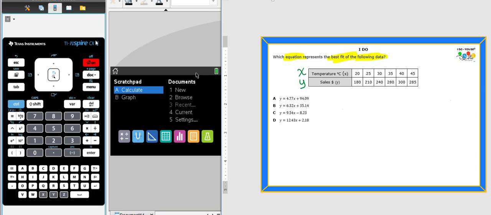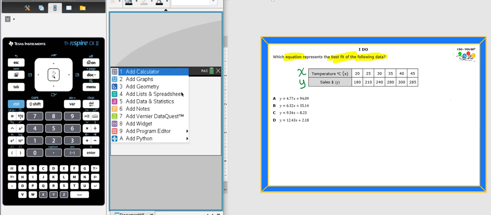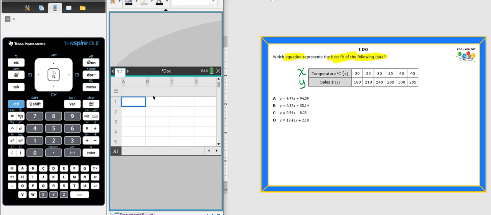So in the calculator, you are going to click on the home button, which is red for me right now, and it's going to give you this little window. I always like to start with a new one to avoid any problems from previous questions. Once I'm here, I'm going to add a Lists and Spreadsheet, because I have a table, not an equation. So I'm going to go this route.